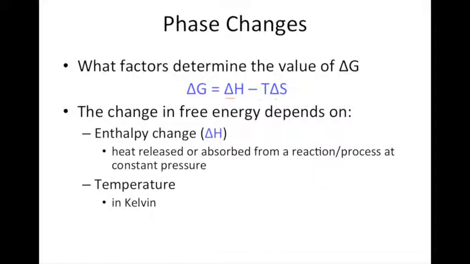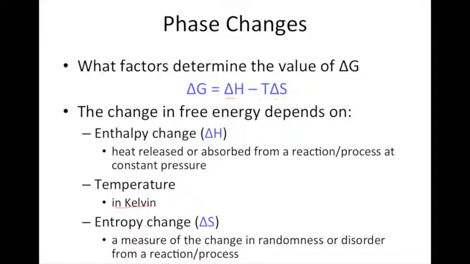The temperature also affects the delta G value, and the temperature must be on the Kelvin scale. And finally, the entropy change also affects the delta G value for that process. Remember that entropy is a measure of randomness or disorder from a chemical reaction or a physical process. So let's look at each of these in a touch more detail.